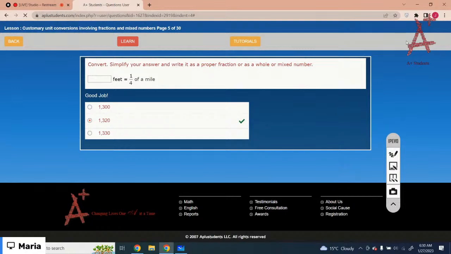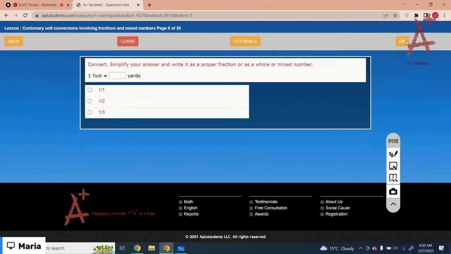Okay, the next one is 1 foot equals how many yards?